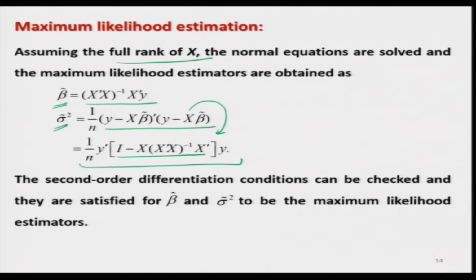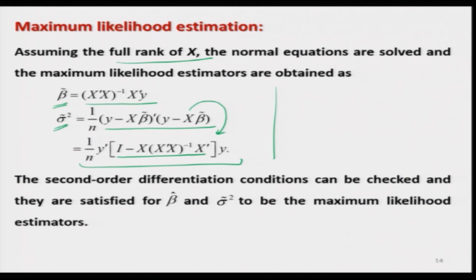So, these are the maximum likelihood estimators of beta and sigma square. Since you have used maximum likelihood estimation here, you have tried to maximize the likelihood function using the principle of maxima and minima. So, you also need to verify that the values of beta and sigma square that you have obtained here, beta tilde and sigma square tilde, are really maximizing the likelihood function or not.